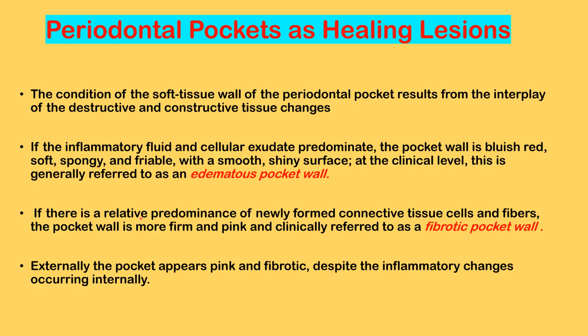changes. If the inflammatory fluid and cellular exudate predominate, the pocket wall is going to be bluish red, soft, spongy, and friable with a smooth, shiny surface. At the clinical level, it is referred to as an edematous pocket wall. But if there is relative predominance of newly formed connective tissue cells and fibers, the pocket wall is going to be more firm and pink, and clinically it is a fibrotic pocket wall. Externally, the pocket appears pink and fibrotic despite inflammatory changes occurring internally.